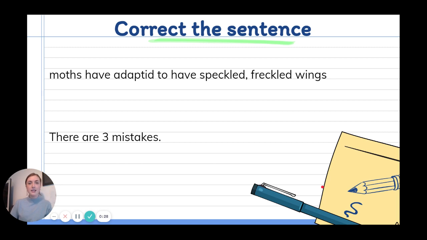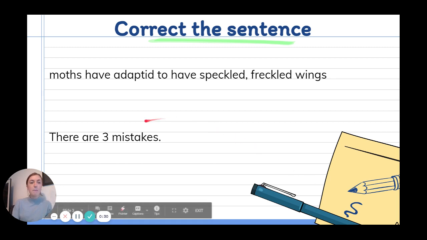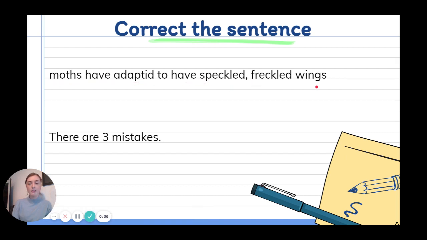Here is today's correct the sentence. There are 3 mistakes. Magnetise to the first word. Our sentence is, moths have adapted to have speckled freckled wings. Moths have adapted to have speckled freckled wings. Pause the video, write it into your book and see if you can find the 3 mistakes.